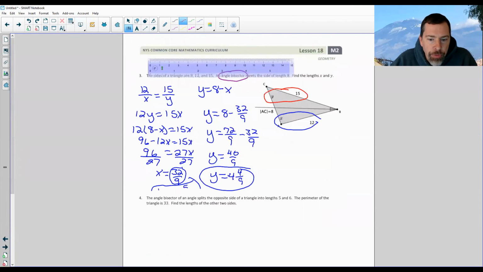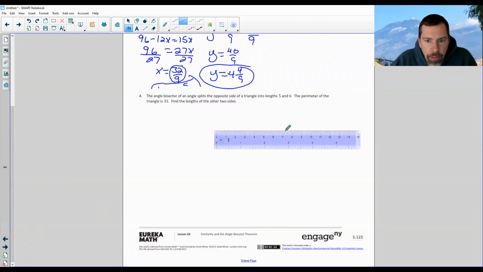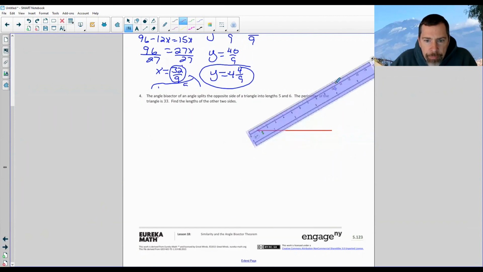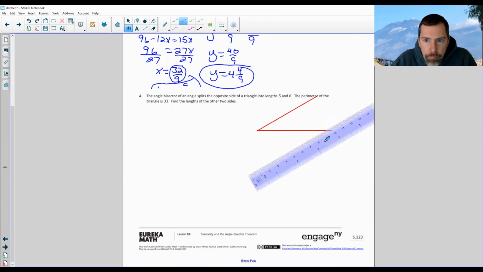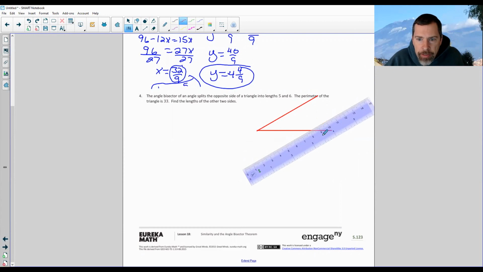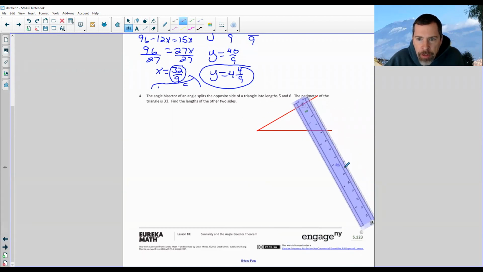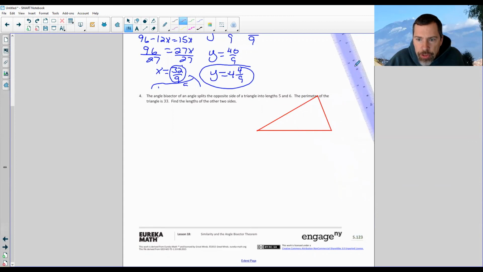So I'm going to use a ruler myself. And it's always good to draw a diagram. Okay, it doesn't matter that it's not to scale. Just draw a triangle. Don't make it equilateral. Okay, there's a triangle.